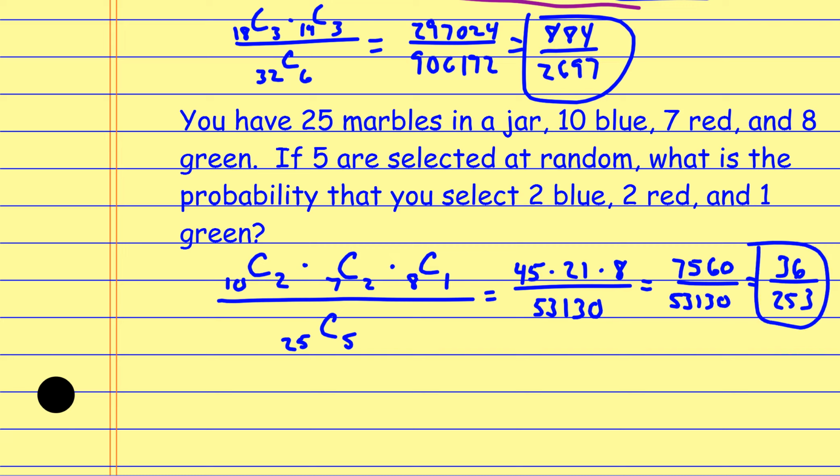And that's it. Okay? So we're setting up combinations for every choice we're making, a combination for the total, using our fundamental counting principle, and going from there. Okay?